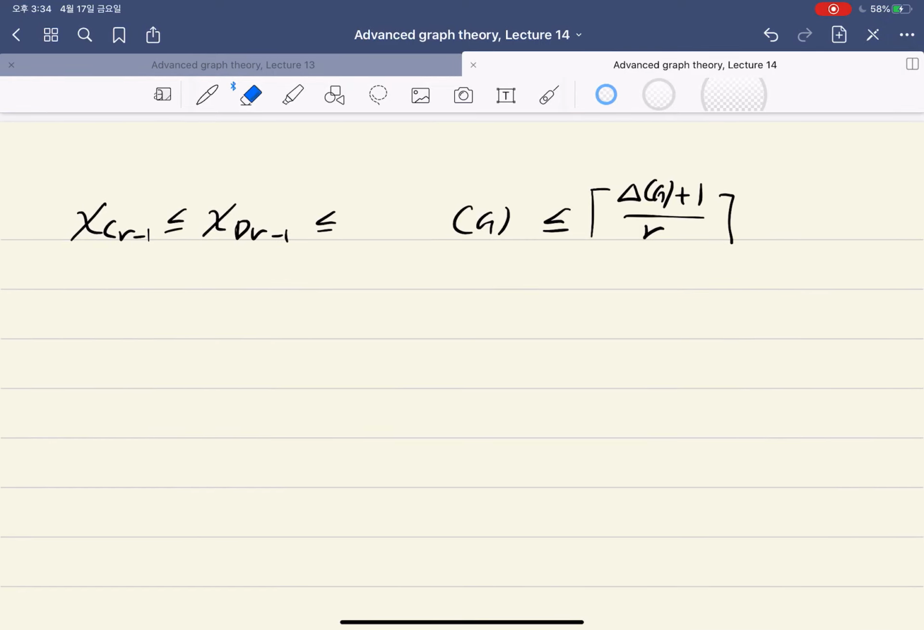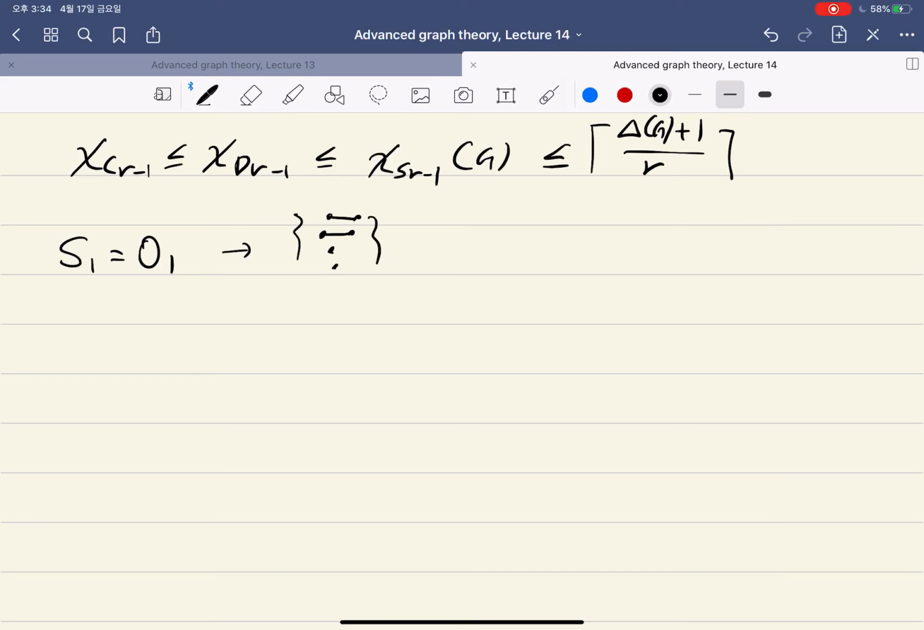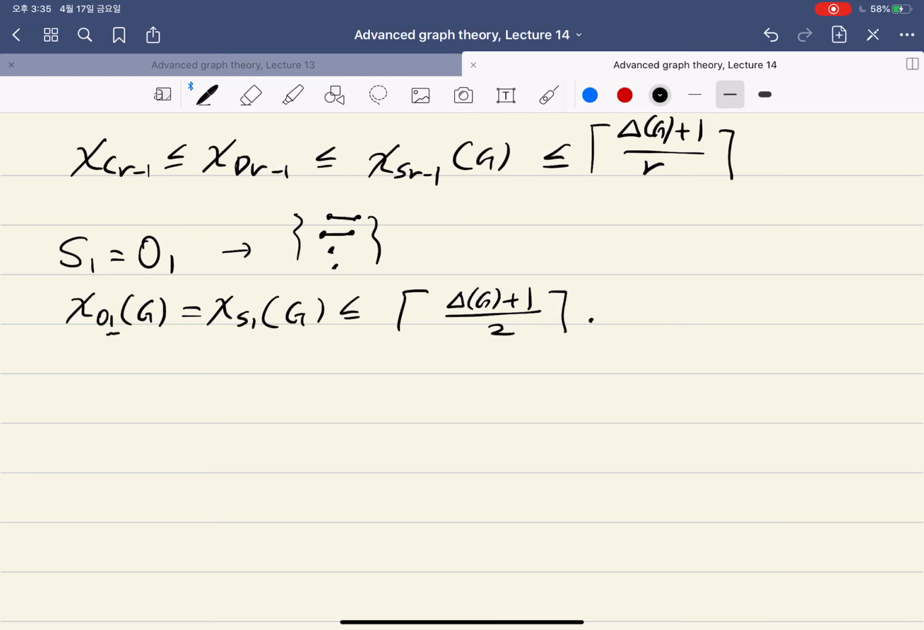No, this is not O, this is S. And as S1 and O1 are the same, both of them are collections of graphs whose components are all K2 or K1. So we know that the O1 chromatic number of G, which is the same as the S1 chromatic number of G, is at most (delta of G plus 1) over 2. But of course, with larger R, these two are not the same.